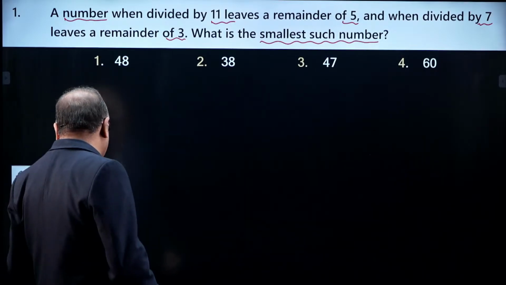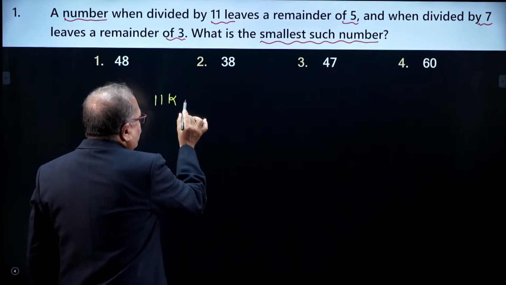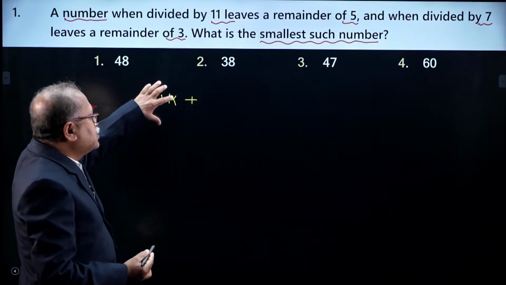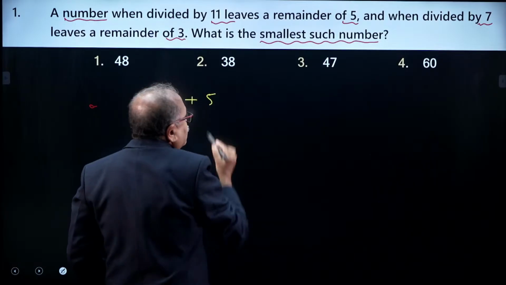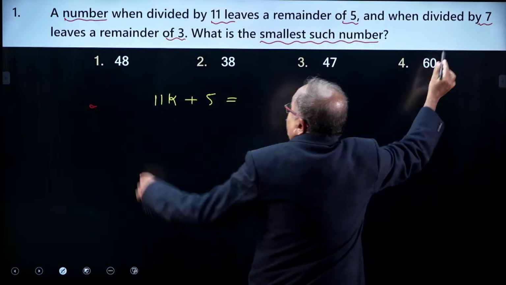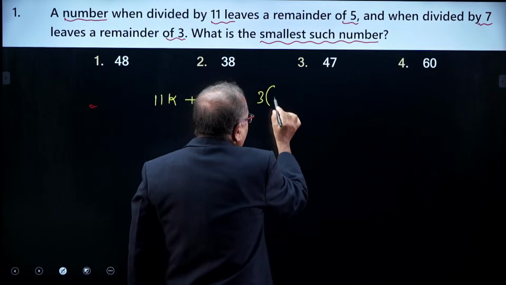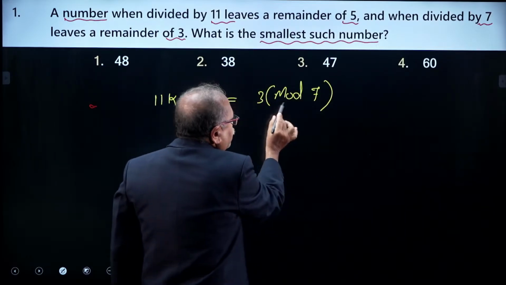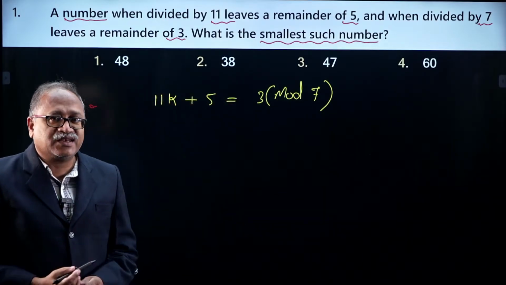That means given to us is the number which is in the form of 11k when divided by 11. So 11k, where k is a variable, is divisible by 11. But I need a remainder of 5, so 11k plus 5. And the same number when divided by 7 should leave a remainder of 3. So we write this as 3 modulus 7. That means, in other words, when divided by 7, it should leave a remainder of 3. Both the numbers are the same.